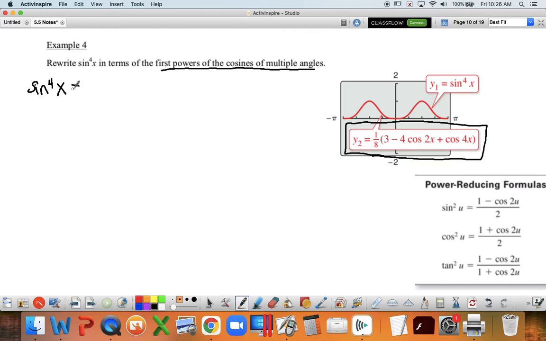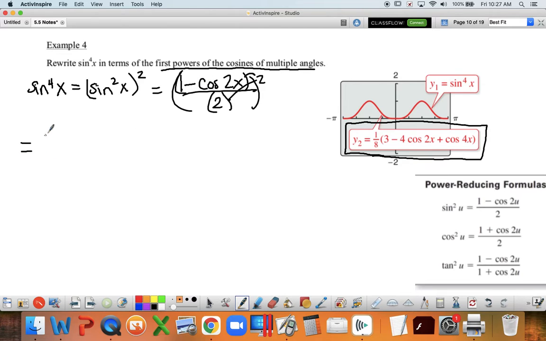I know sine to the fourth of x is basically sine squared x, squared, right? So that way I get to work with just a sine squared x, and I've got an equation here for that. And that is going to be equal to 1 minus cosine of 2x over 2, raised to the second power. So I'm going to have to raise this whole numerator to the second power and my denominator to the second power, which means in my numerator, unfortunately, I must FOIL. 1 minus cosine of 2x.